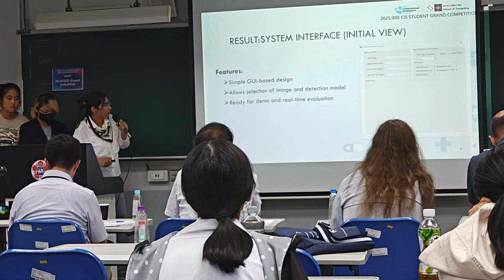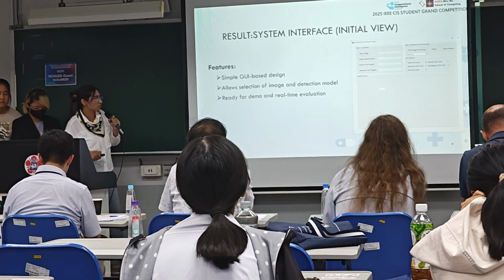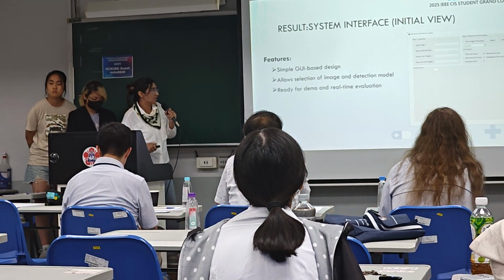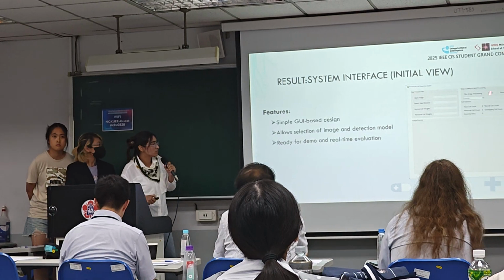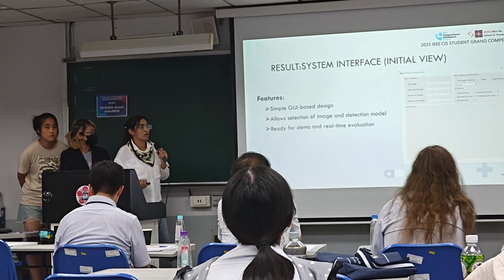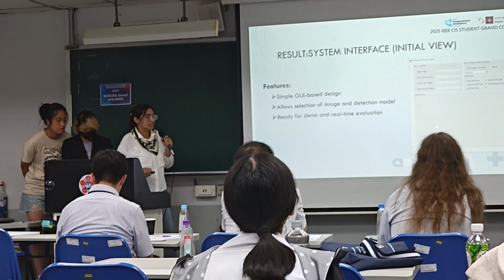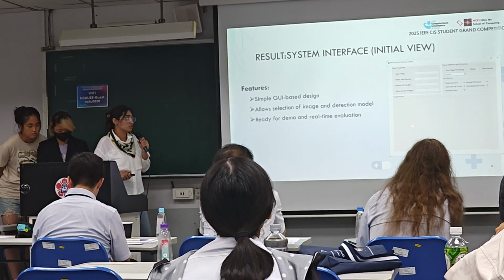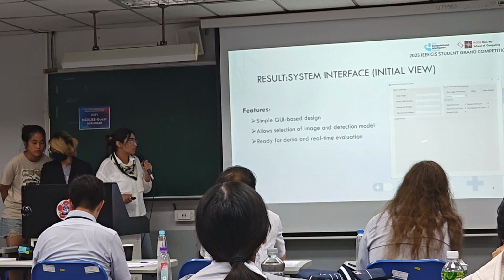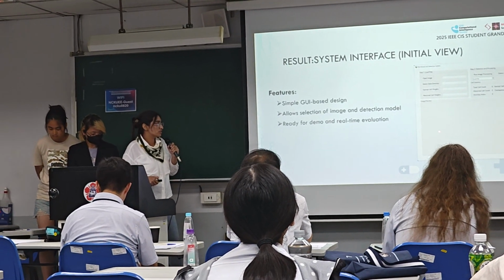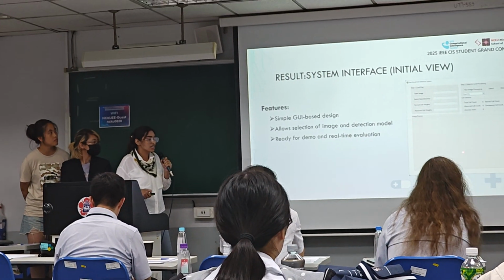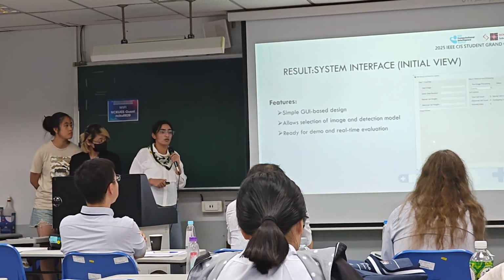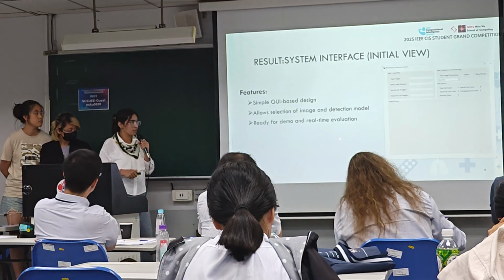And this is the initial view of our system interface. First we set up the GUI-based design for the interface analysis. This view allows the selection of the image, and then we can select the AI module, and we can start and get the results by just a few clicks. So our system gives real-time evaluation results, and it is already demo ready. So we can say it also supports our idea of real-time evaluation.